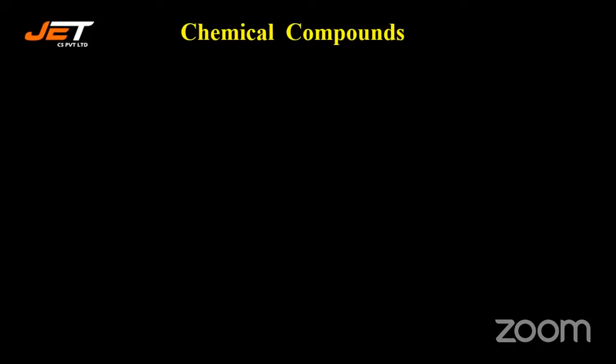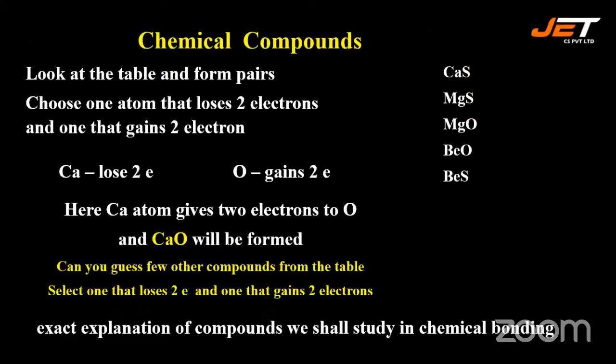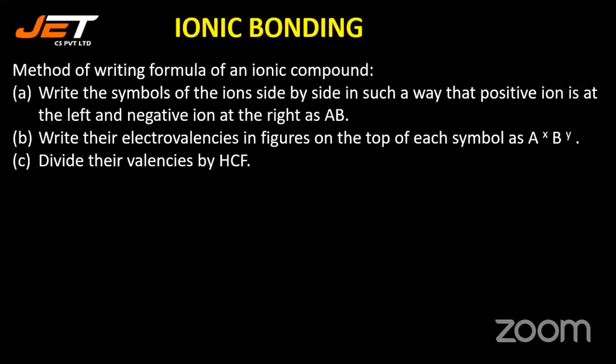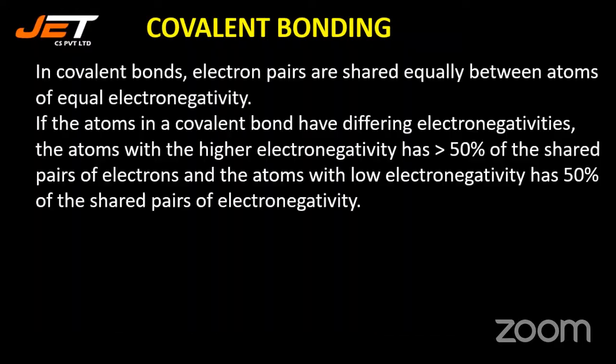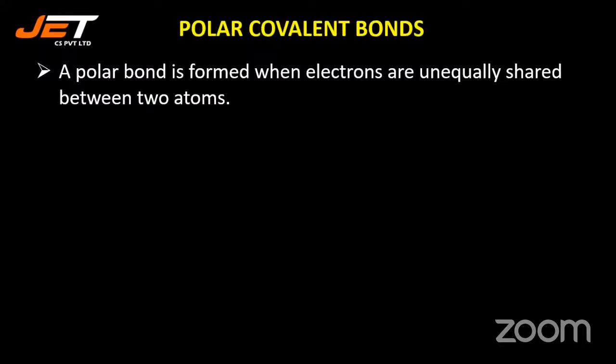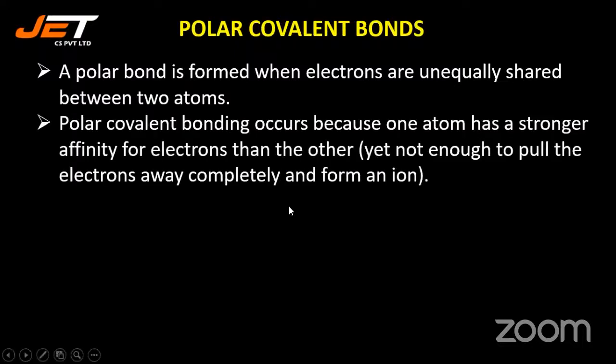What is being said here? See, what is being said? A polar bond is formed when electrons are unequally shared between the two atoms. Like I said, the snatching concept. Polar covalent bonding occurs because one atom has a stronger affinity for electrons than the other.